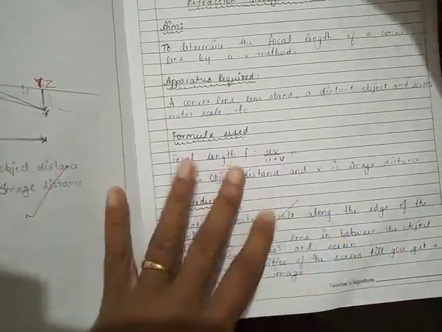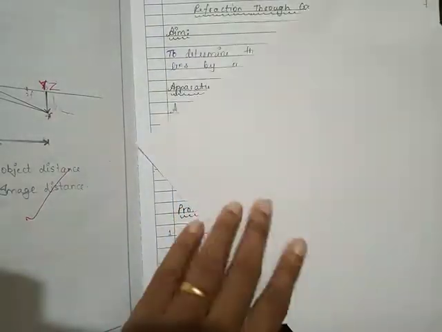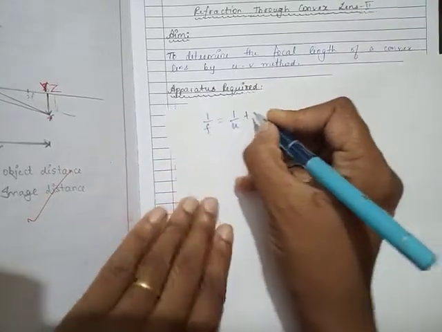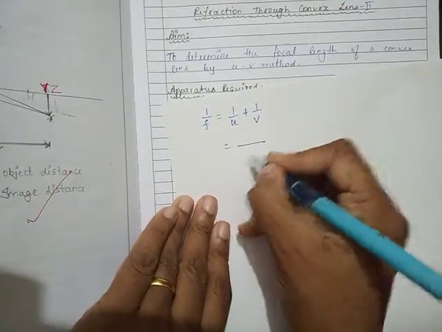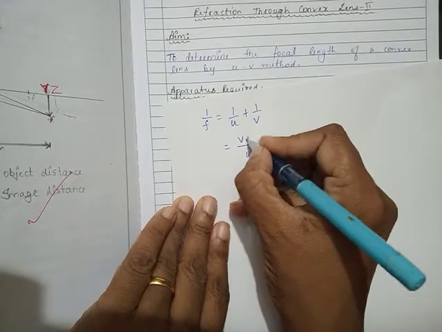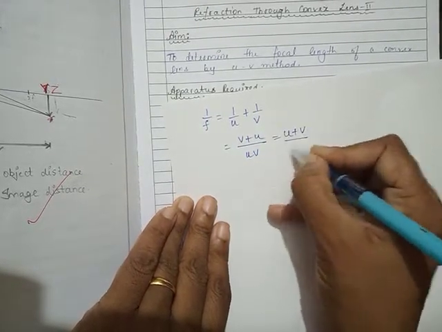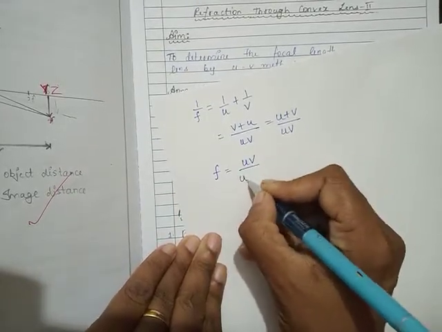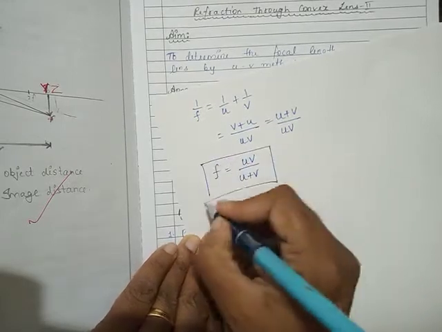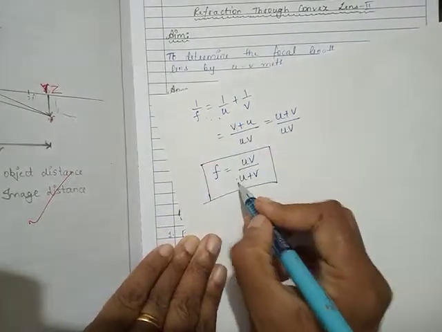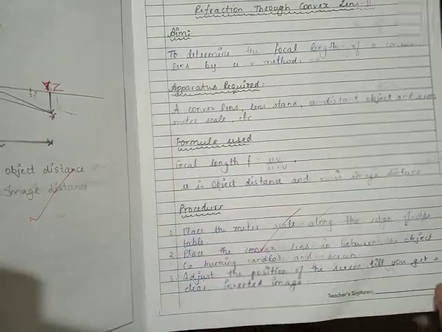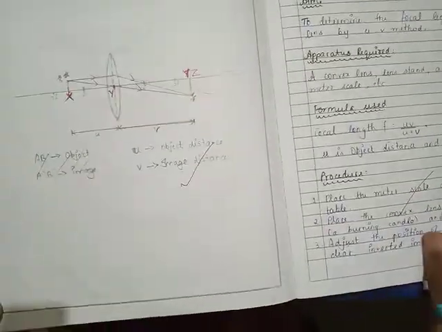If you remember the lens formula, 1 by f is 1 by u plus 1 by v. So you take the common denominator uv, v plus u, or u plus v upon u into v, or f is equal to u into v upon u plus v. So this is the formula. You won't be writing this, but you will be writing this: f equals u into v upon u plus v, where u is the object distance and v is the image distance.